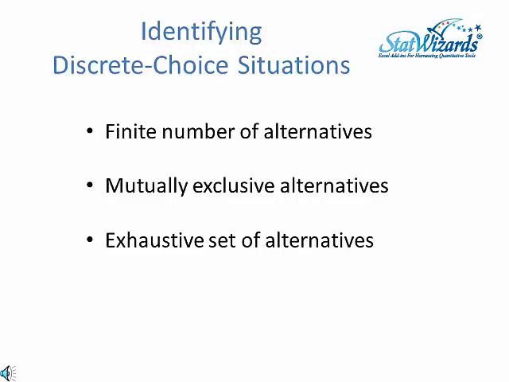DCM applies when a situation is characterized by a finite, mutually exclusive, collectively exhaustive set of alternatives. If alternatives are continuous rather than finite, use regression to fit the data. If alternatives are not mutually exclusive, you can often transform the data to make them so. If the set of alternatives is not exhaustive, you'll get biased results.